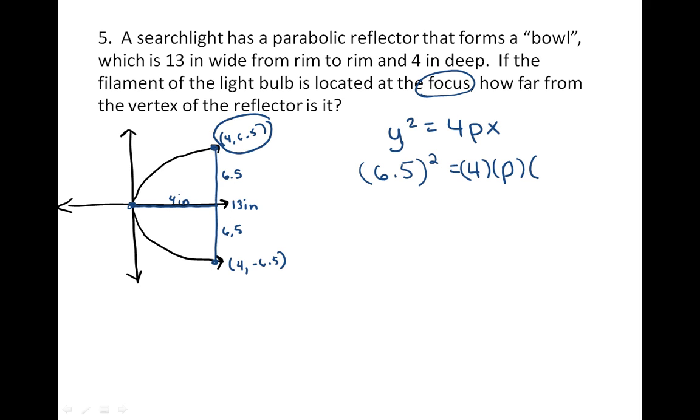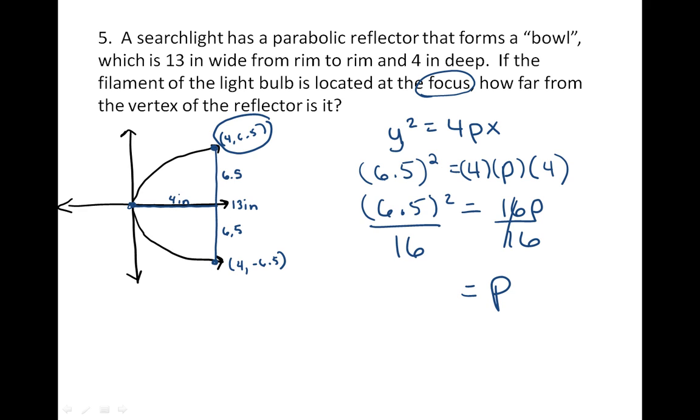times x, which is 4. Okay, so we're just going to have 6.5 squared equals 4 times 4 is 16p. We'll divide both sides by 16. So let's just do 6.5 squared divided by 16. And I get p equals 2.640625 inches.